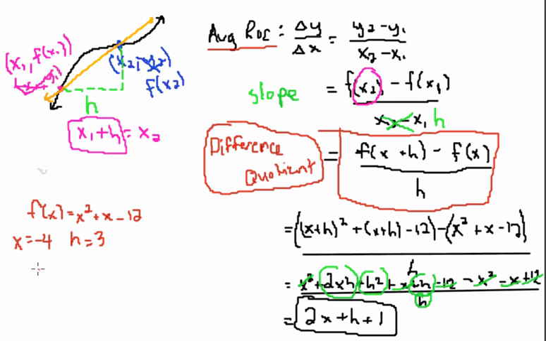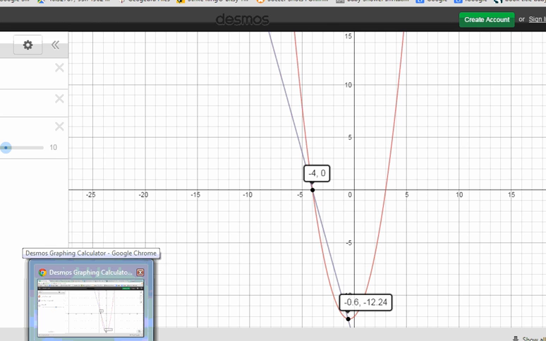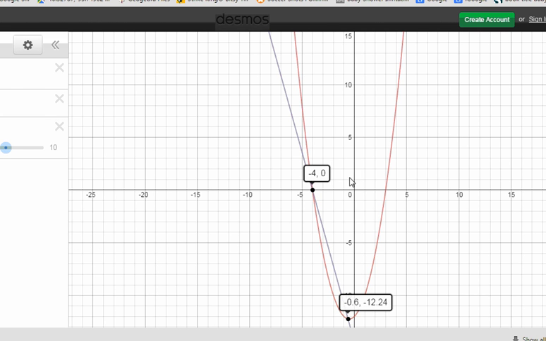So using the difference quotient, it's going to be 2 times -4 plus 3 plus 1. And so we get -8 plus 3 plus 1, so we get -4 altogether. And so what this gives us is the average rate of change as we go from x equaling -4 over to x equaling -1. So let's look at the graph and see what that looks like. As we go from -4 to -1.